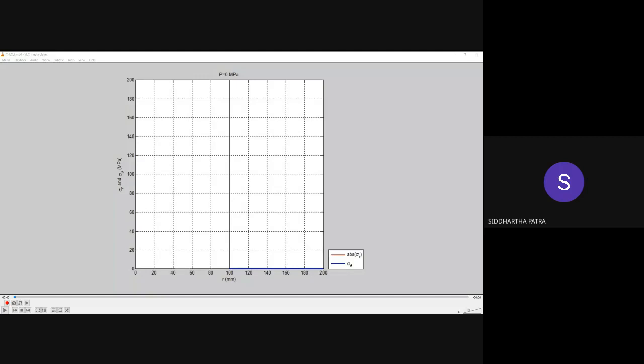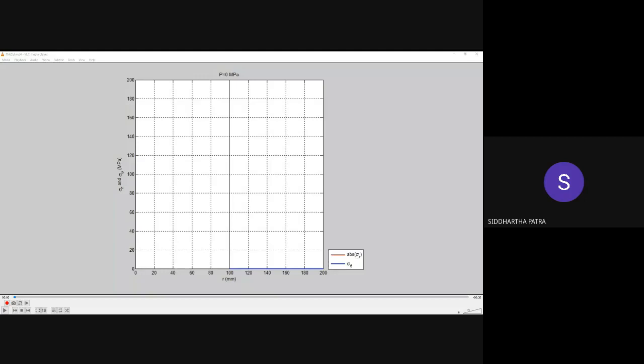And one more thing, you see the radial stress is always negative. It is 0 at the outer radius. It is maximum at the inner radius, but it is always negative. For some reason I chose not to have any negative values in my plot, so I took it to be the absolute value.